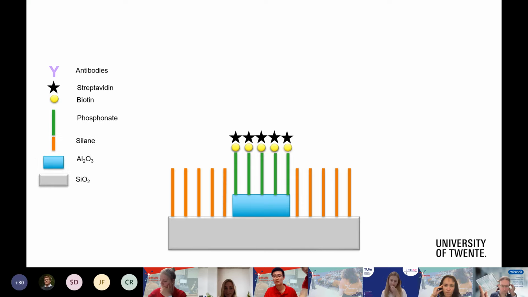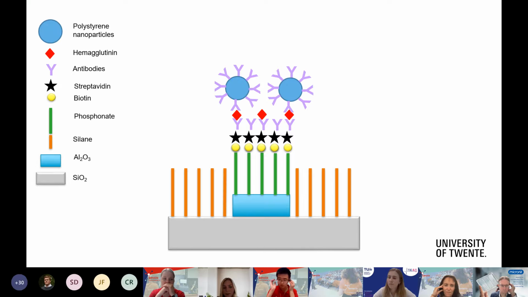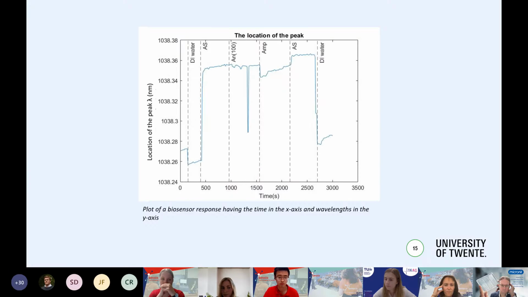To make our biosensor more sensitive for the required range, an amplifier was used, as you can see here. This amplifier was made of 400 nanometer polystyrene beads coated with antibodies. During their flow through the channel, they will bind with the antigen and show a huge jump due to the change in the bulk refractive index.